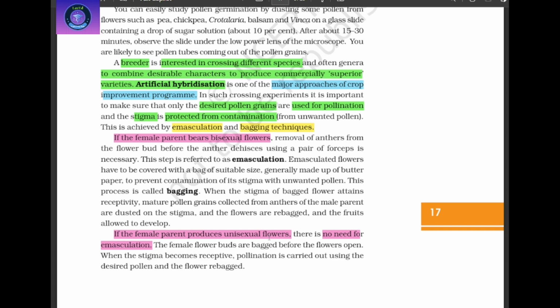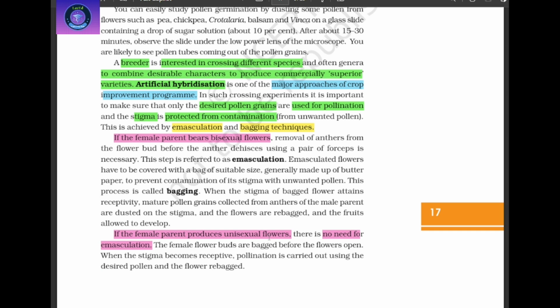Then we'll move on to the third step called bagging. What is bagging? To prevent unwanted pollination, the pistil is covered with butter paper. This is the bagging part. Then, collection of pollen from the male parent, the fourth step. Fifth step, dusting pollen grains on the stigma. And the last step will be rebagging. So these are the 6 steps that define artificial hybridization.